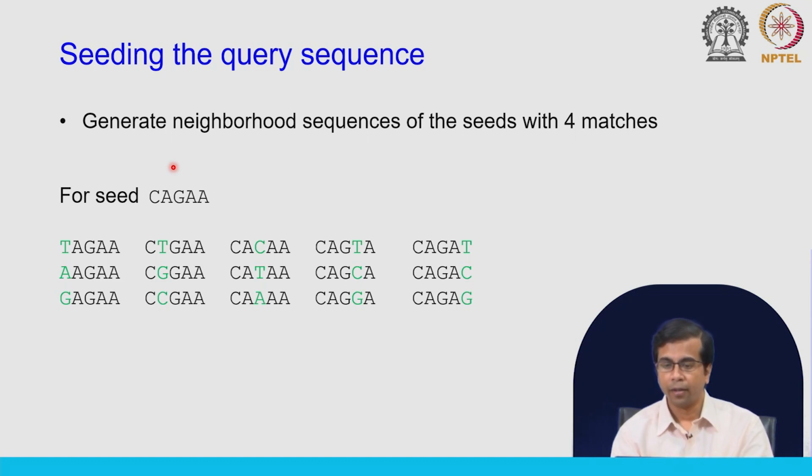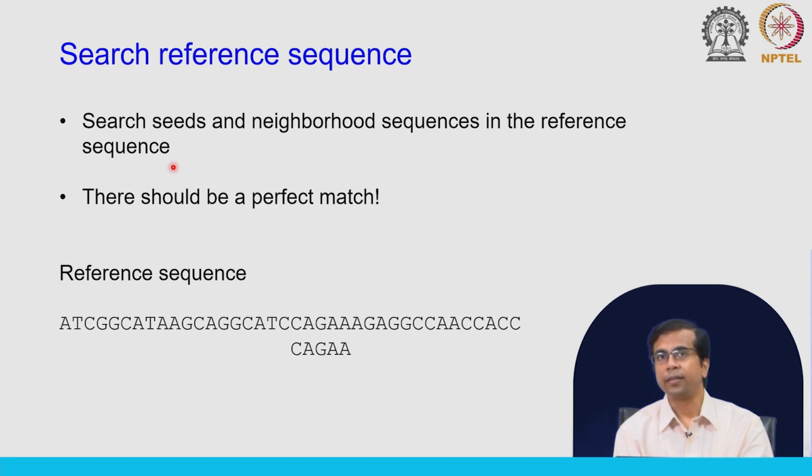In the next step we then search these seeds and the neighbor sequences in the reference sequence. Since we are considering all the variations, there should be a perfect match. If you slide across this reference sequence, you will see at this position you have this match.